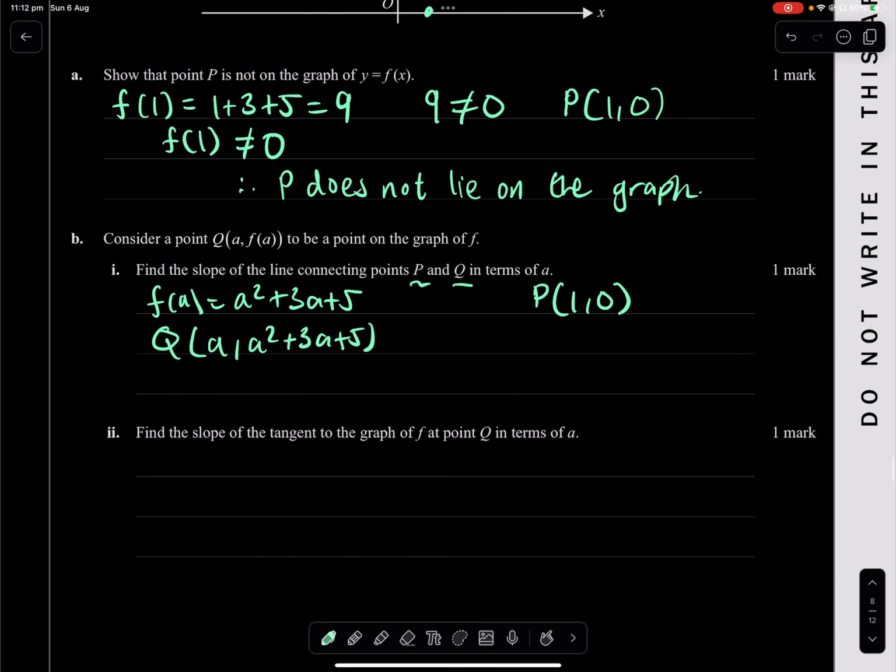To find this gradient, the slope is m. So 0 minus the whole function, which will become 0 minus a squared minus 3a minus 5, all over 1 minus a. Yep, so 0 minus the whole function over here, over 1 minus a. That's your slope.